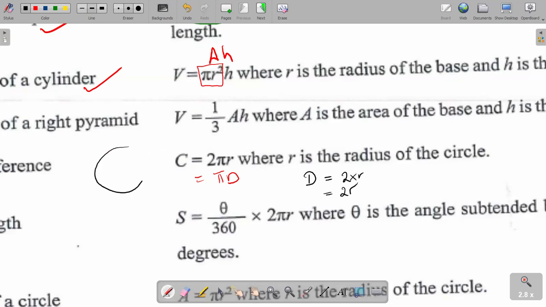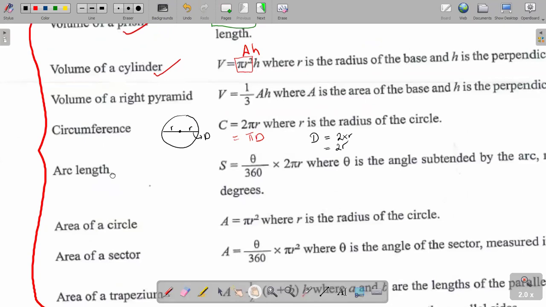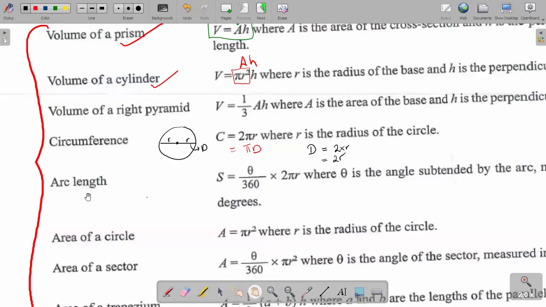Just to draw it so you could see, remember the diameter goes straight through the center, the middle point. So this would be a radius here, and this would be a radius here, and both of them going straight across is what gives us our diameter. So 2 radii is equal to 1 diameter. All right. Arc length. Everybody know what an arc is? Yes or no? When they talk about the length of the arc, do you know what that means?